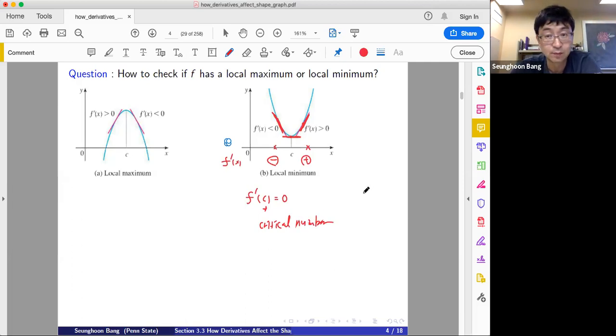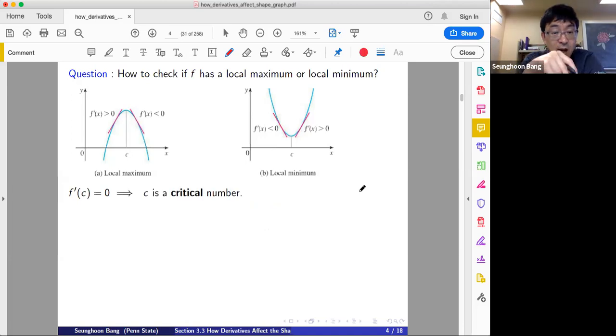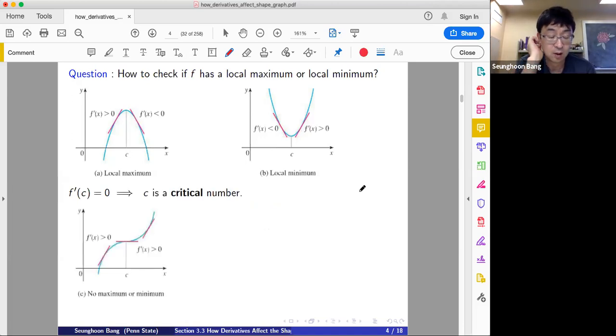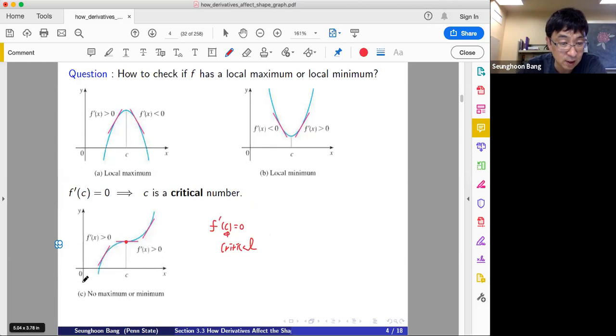Local minimum. The next, like this. So we don't have a local maximum or local minimum. The c is here. So what happens? f prime of c equals 0, like a critical number. The c is like a critical number, but what happens to f prime of x?